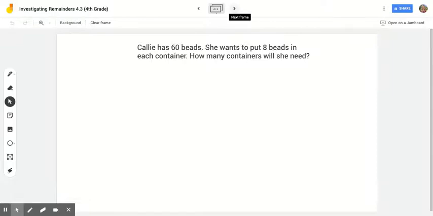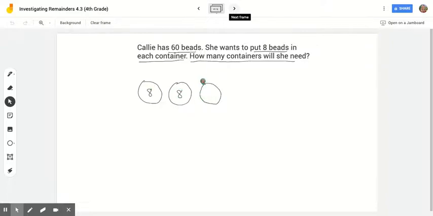Oh, same person again. This time she's having beads, but now she's placing the beads into containers. All right, let's check this out. Callie has 60 beads. She wants to put 8 beads in each container. How many containers will she need? Okay, so this one's actually a little different if we think about it. It's basically saying, here's a container. She puts 8 beads in it. Here's another container. She puts 8 beads in that.